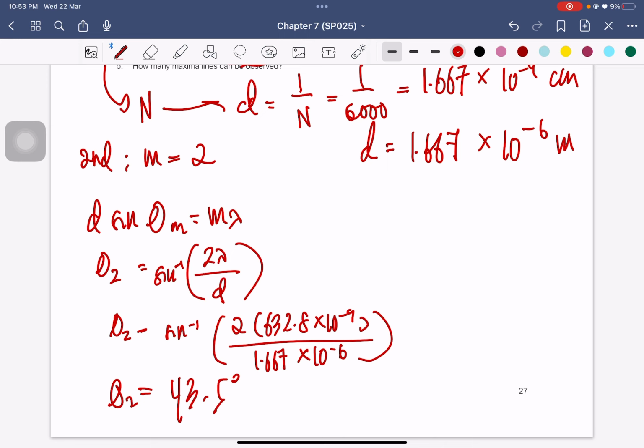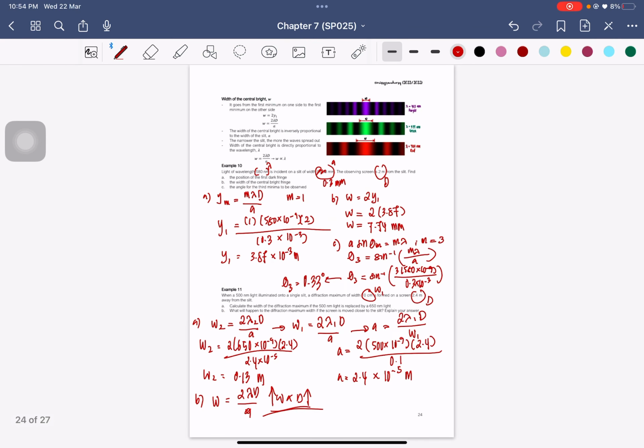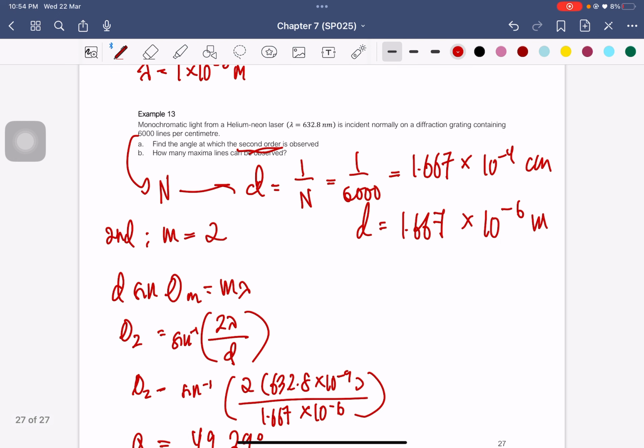Shift sine that, 49 point something. 49.27 degrees. Okay, so 49.39 degrees is the answer. Okay, so that is the solution. I'm just looking at this one. But yeah, so that is the angle at which the second order is observed.